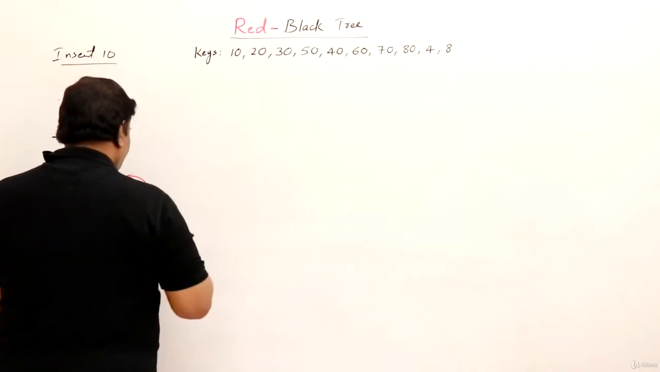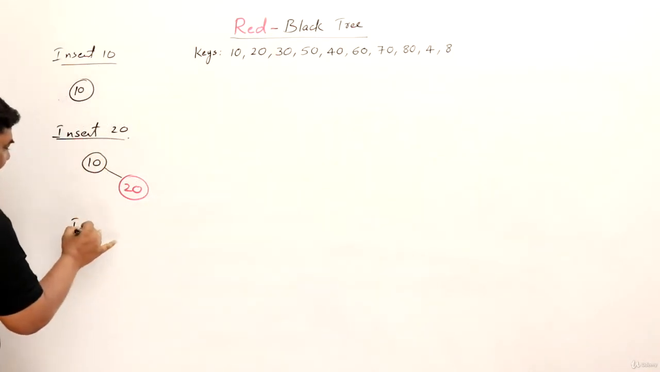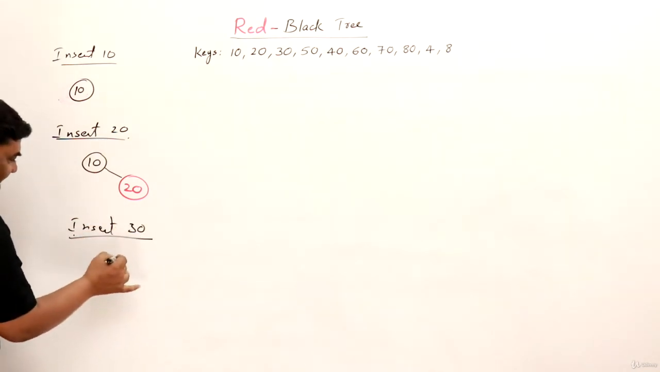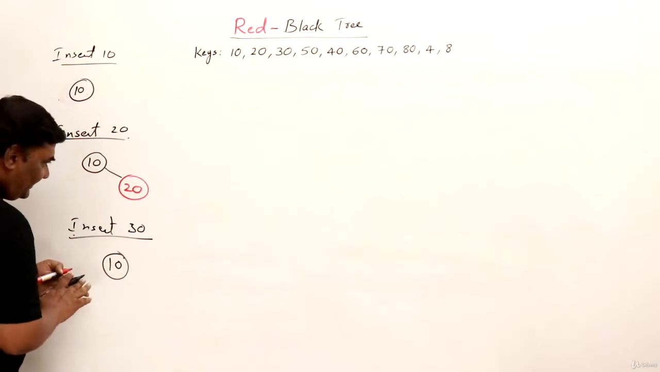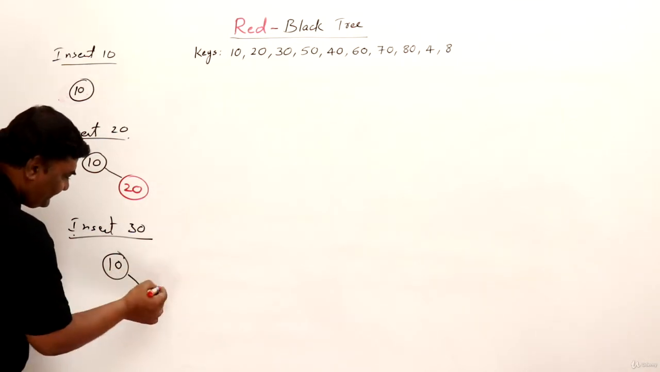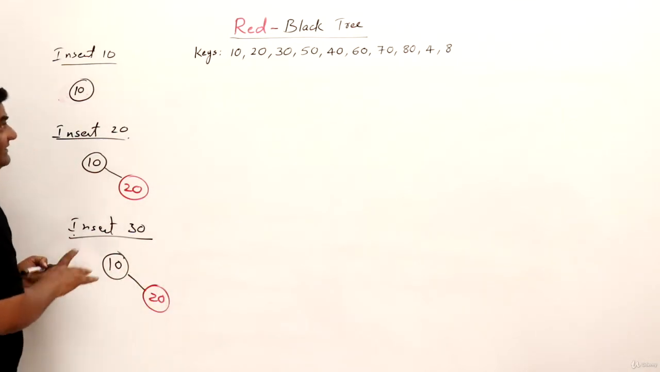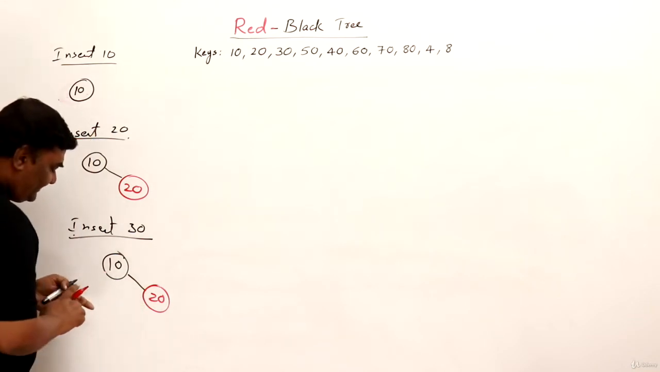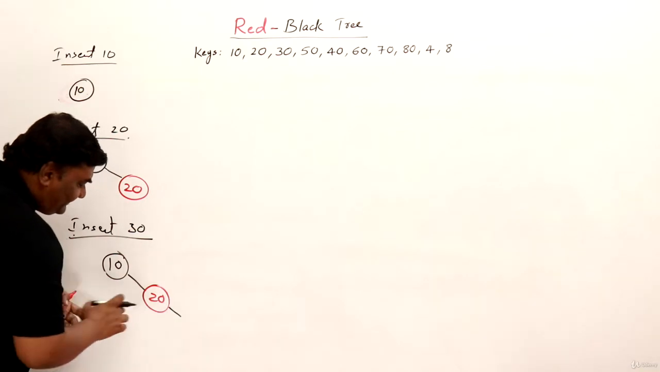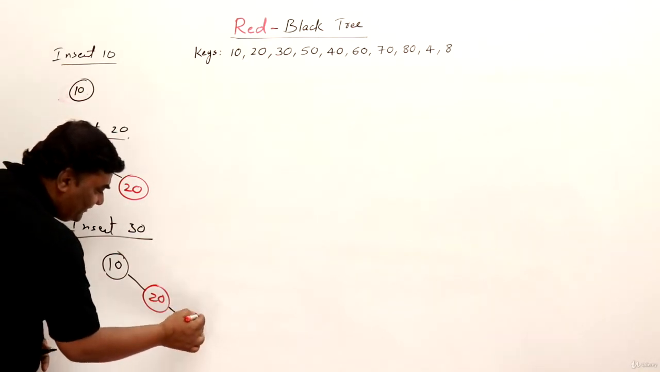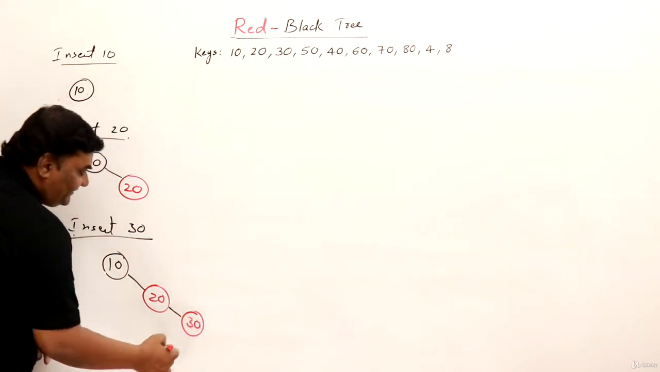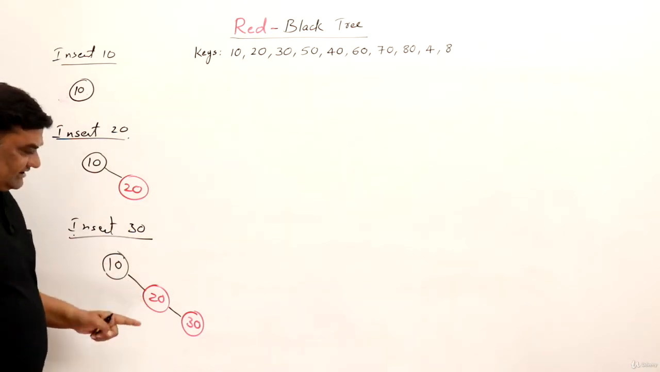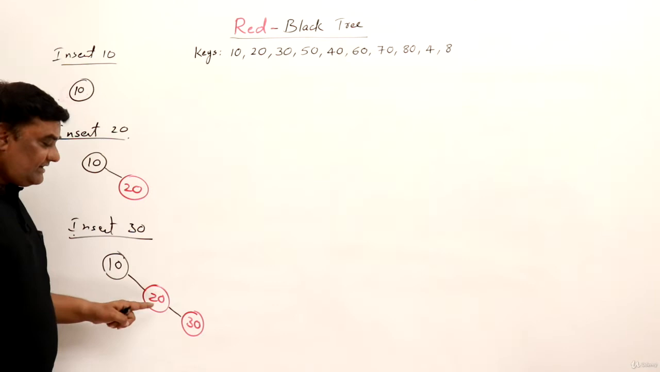Now, next key is 30. So where 30 should come? Here I will say insert 30. Inserting 30. Right now this is 10 and its child is 20. This is 20, which is red now, and 30, where it should come? 30 is greater than 10 and greater than 20. So 30 should come as a right child of 20 and it's a new node. So remember, always a new node should be a red node.